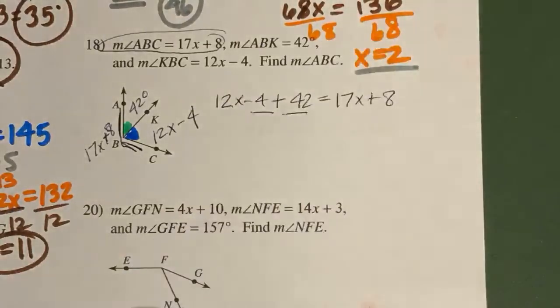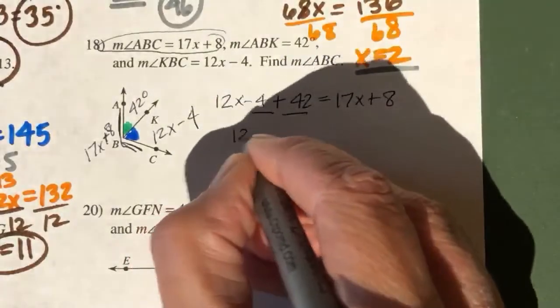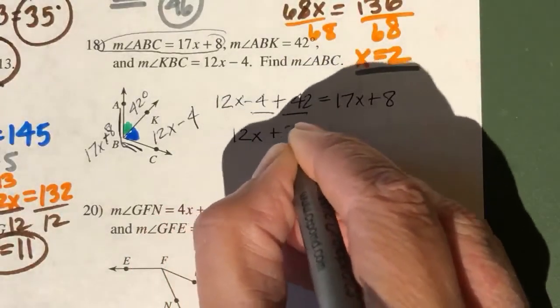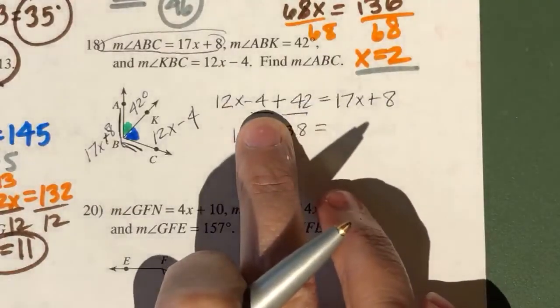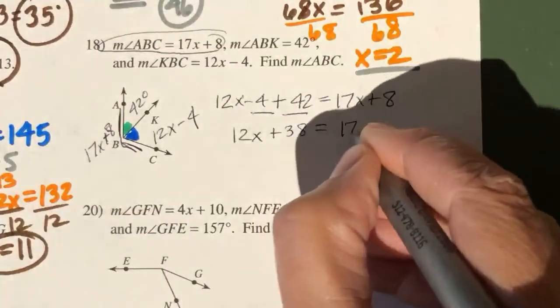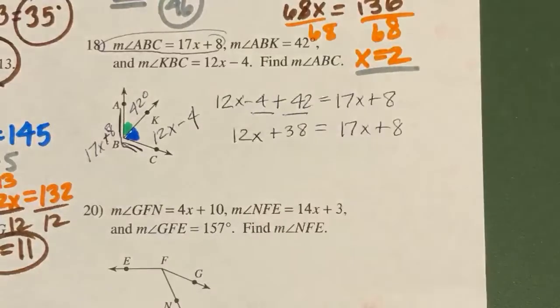I've got negative 4 and 42. And so that's positive 38, because I basically have 42 minus 4. Okay. And then I've got 17x plus 8 on the other side.